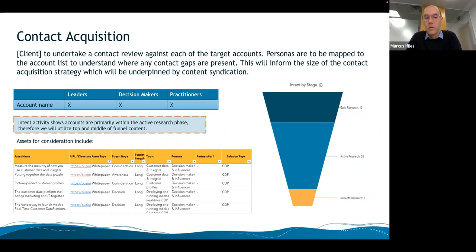It became evident to us that we should be using top and middle of funnel content with the client. To support that, there are examples of where this can spark conversations, where essentially we don't have that much top of funnel content. We need to develop some. What content topics should we base that on? And again, you can use the platform to inform a lot of that as well.